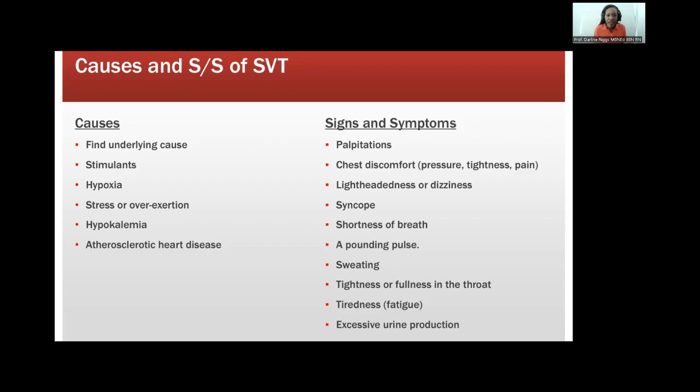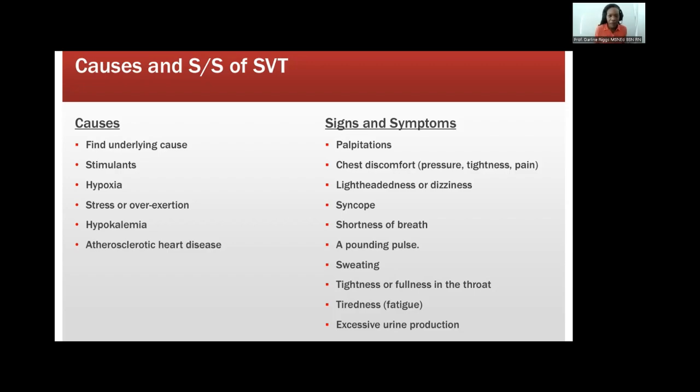Now, how do they look? How do they present? They're palpitating, obviously, because we're talking tachy. Pressure, tightness, pain to the chest, lightheadedness, dizziness, syncope, which is a safety issue, and shortness of breath, a priority. They say, yeah, my heart's pounding. That's how they describe it. They're sweating. And they feel like it's radiating to their throat, where they say, oh, my throat feels tightness and fullness. Yeah, they're tired.